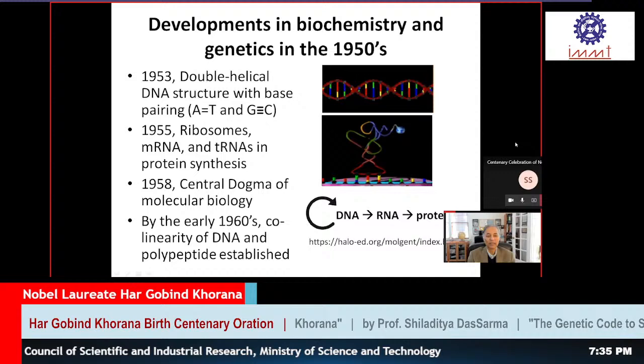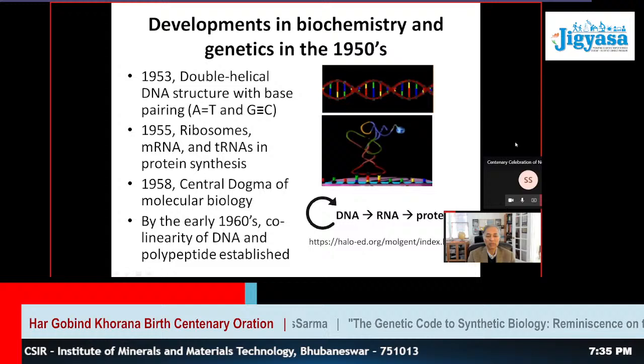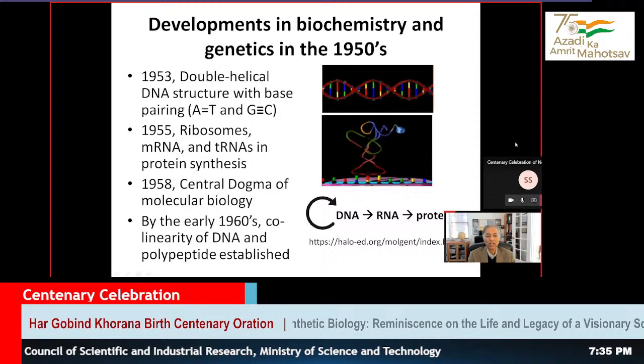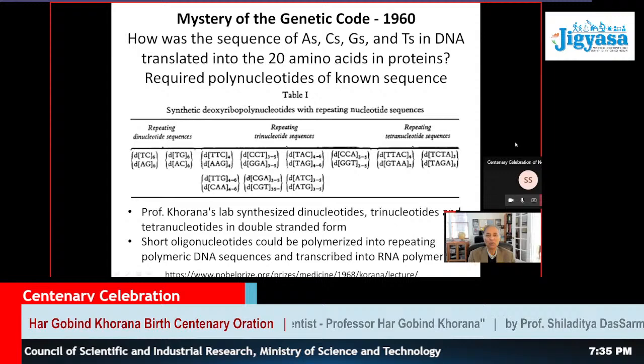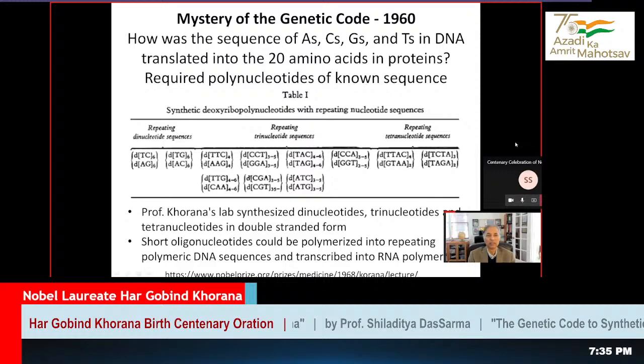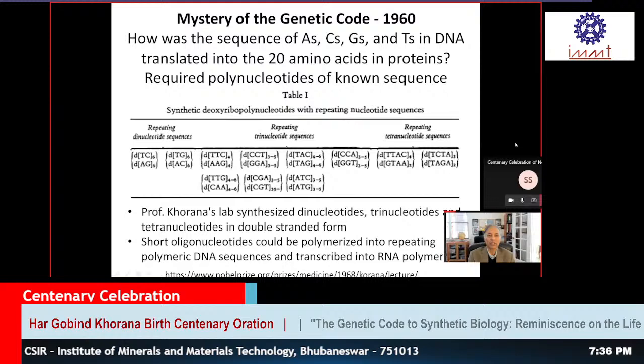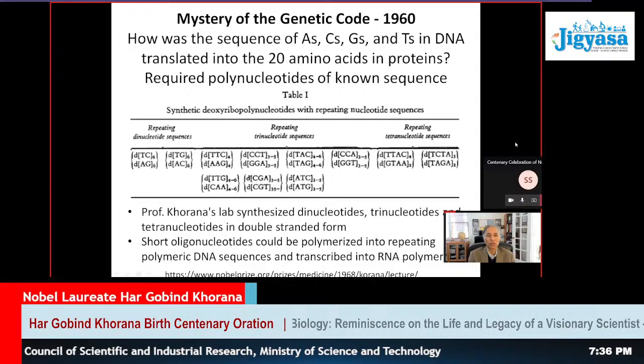And by the early 1960s, it was clear that there was a collinearity between the DNA and the polypeptides through primarily genetic experiments. However, because DNA had not been sequenced yet, how the genetic code specified the sequence of amino acids in proteins was not clear. How was the sequence of A's, C's, G's, and T's in DNA translated into the 20 amino acids in proteins? This required polynucleotides of known sequence.